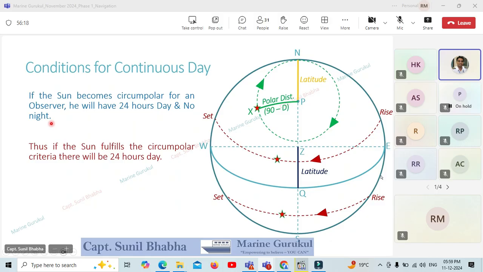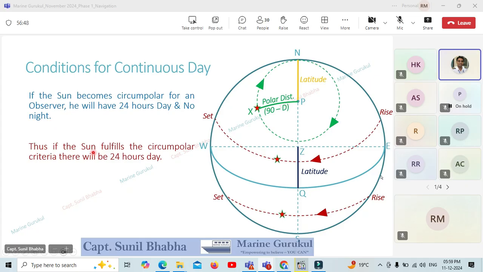This happens close to the poles, in higher latitudes above about 66.5 degrees north and south. In the polar regions, you have 6 monthly days and 6 monthly nights. Whenever the sun's declination matches with the declination of a particular pole, it will always remain above the horizon for that observer, leading to a 24 hours day.